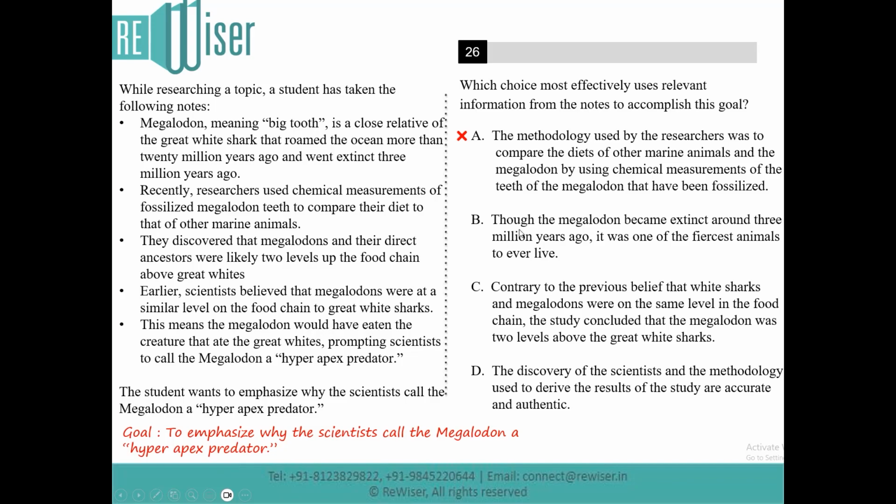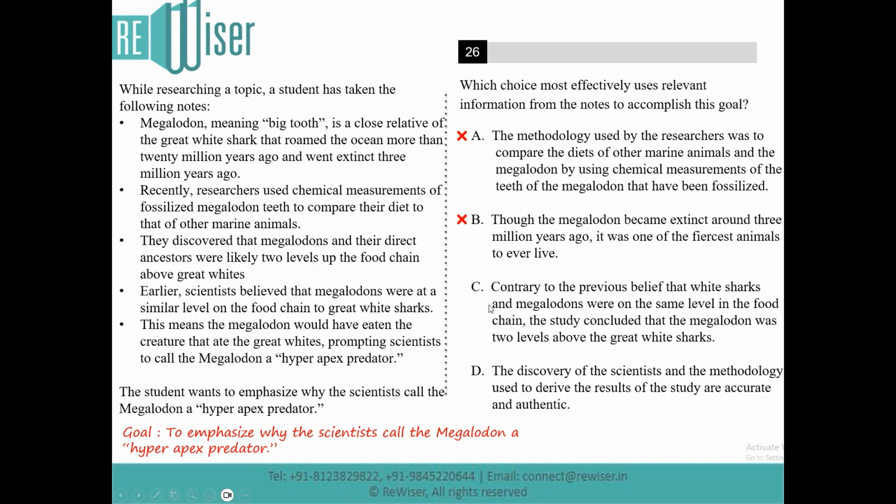Moving on to option B, you have: though the megalodon became extinct about 3 million years ago, it was one of the fiercest animals to have ever lived. Now again, option B might be true, but that's not the reason scientists call the megalodon a hyperapex predator. So B can be eliminated.